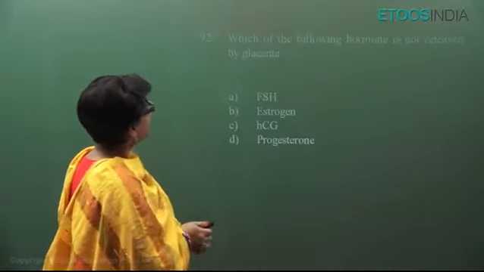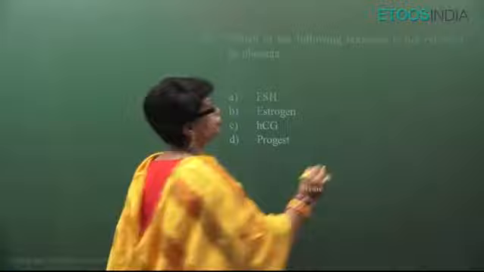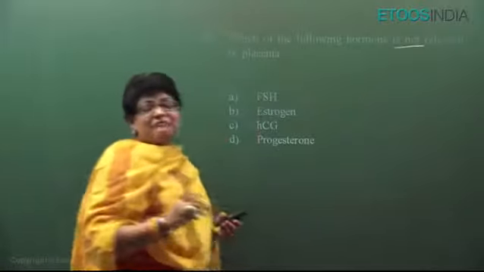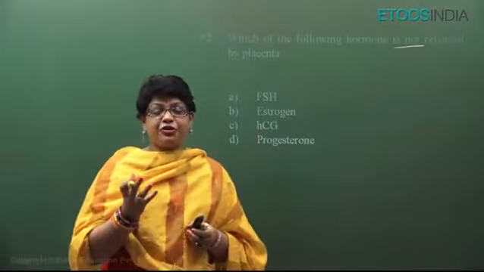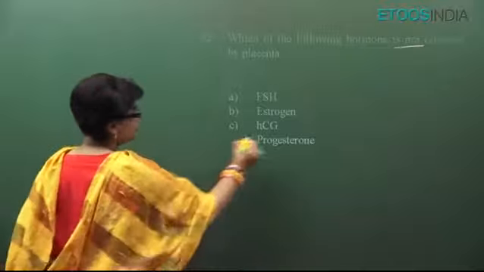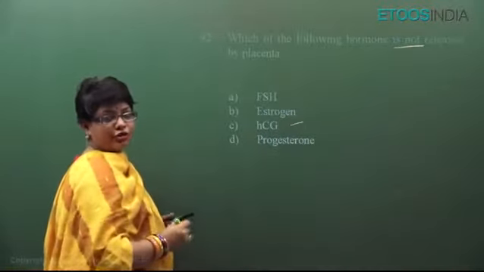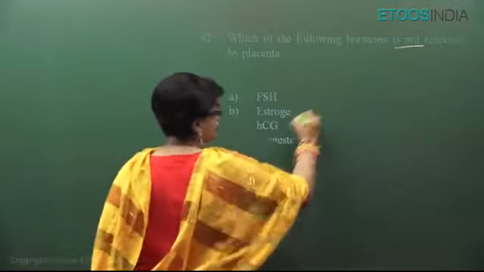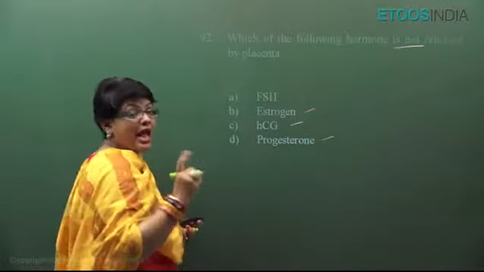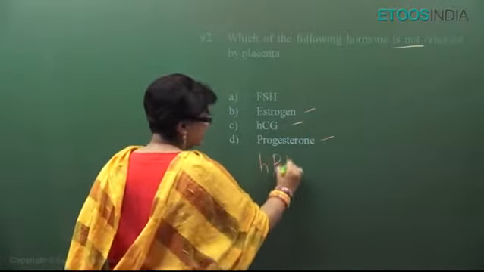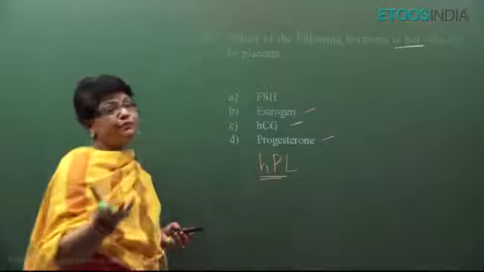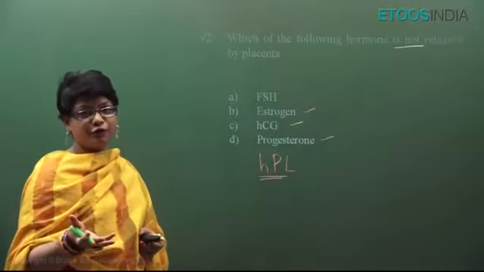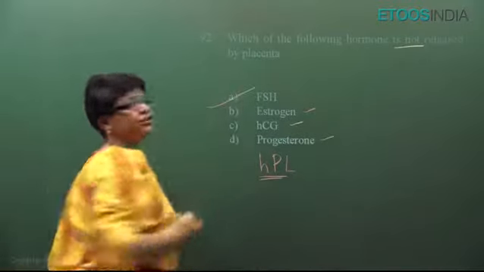Now, which of the following hormone is not released by placenta? Placenta is a temporary endocrine gland. It releases HCG, human chorionic gonadotropin. It releases estrogen, it releases progesterone, and it releases human placental lactogen, which is like prolactin, helps in production of milk, but it does not produce FSH.